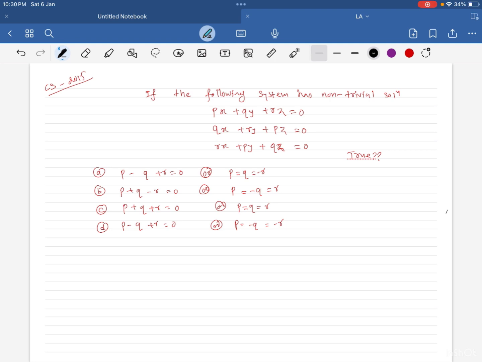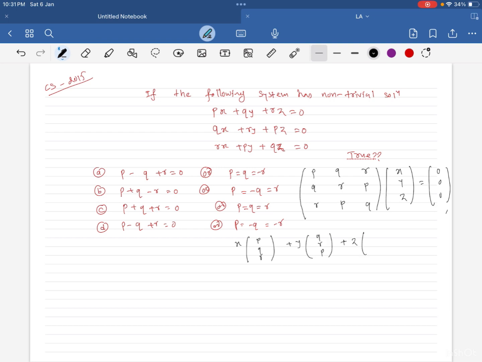Okay, maybe we can write this system of equations in matrix form. So P Q R, Q R P and R P Q times x y z would be equal to 0 0 0, right? Or maybe we can write it as a linear combination: x times P Q R plus y times Q R P plus z times R P Q would be equal to 0 0 0, right?